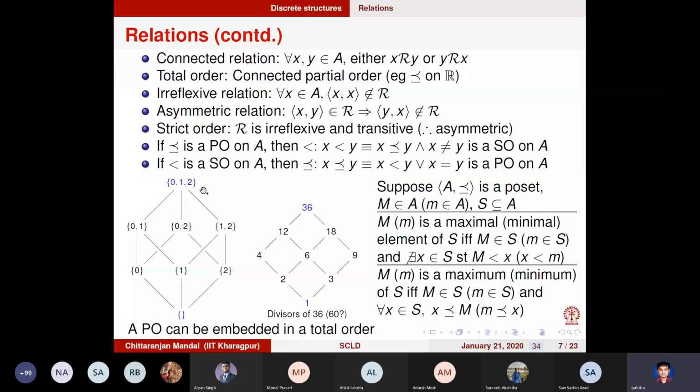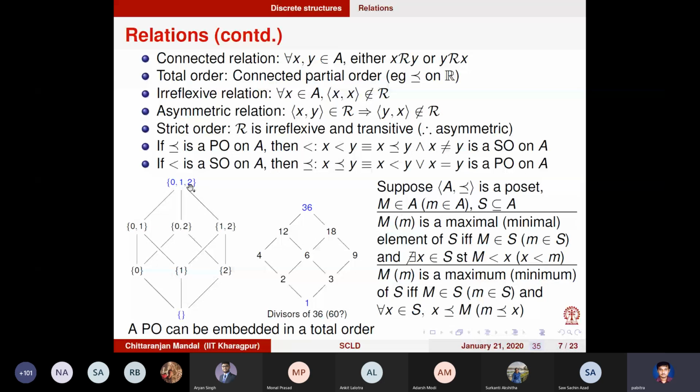Let's consider the elements of the power set of this set. So the power set of a set, as I have said before, is all subsets. So null is an element of the power set. All these singletons are elements of the power set. All these two element subsets are elements of the power set. So my A, the set over which I define the partial order, is the elements of the power set, or all possible subsets of the {0, 1, 2} set. Now, let us define the relation as: one subset is related to another subset if it is contained in that subset.